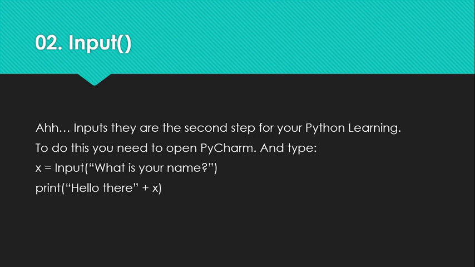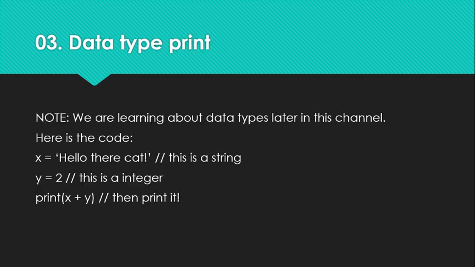2. Inputs. The second step for your Python learning. To do this, you need to open PyCharm and type this. X is equal to input, what is your name? Print hello there plus X. This is not actually true. When next time I open PyCharm, I'm going to make sure to run this command. If you have any errors, please type it in the comments below.